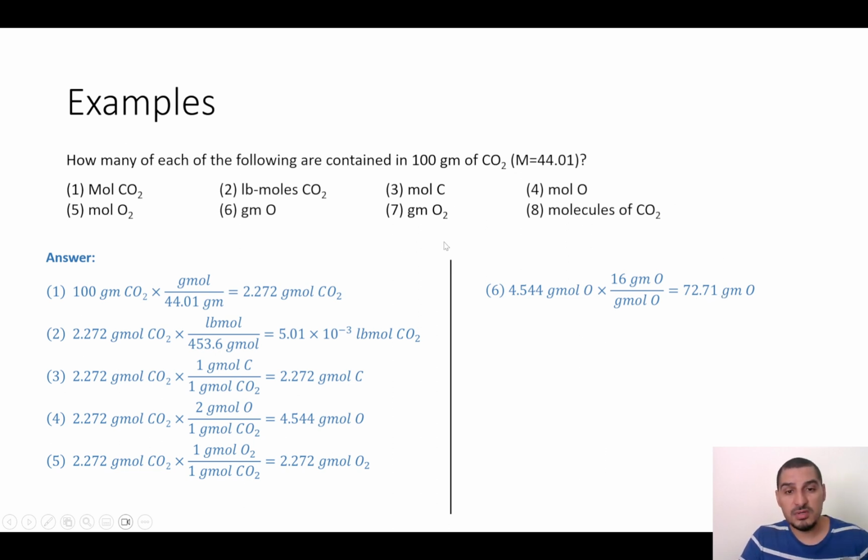Now for number 7, how many grams of O2? So it's the same. This is 2.272. This is number of moles. I will multiply it by the molecular weight, but in this case it's O2, so it's going to be 32. And you would find out that the mass in both cases is the same.